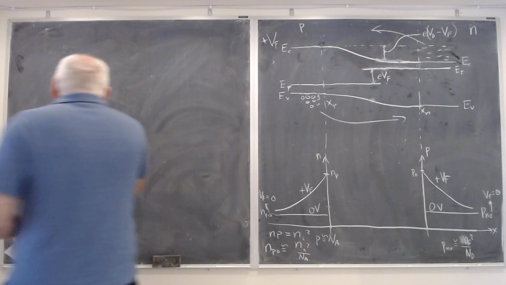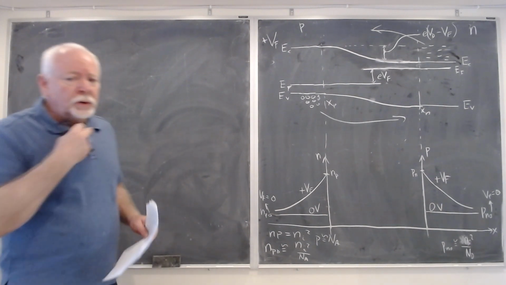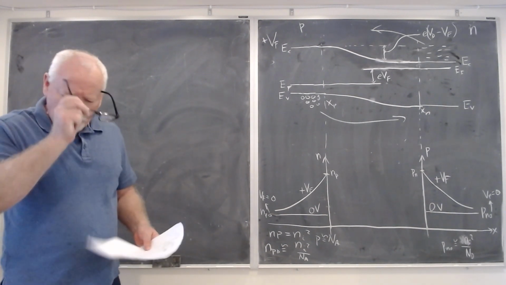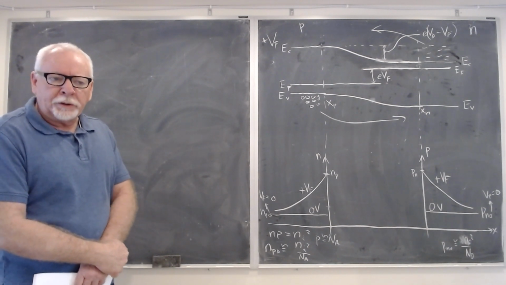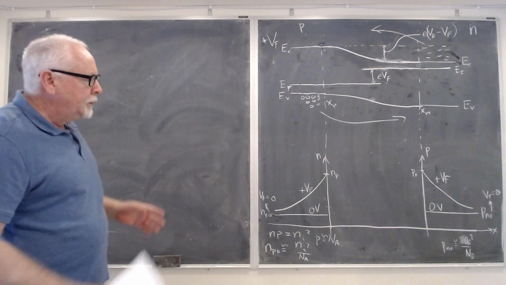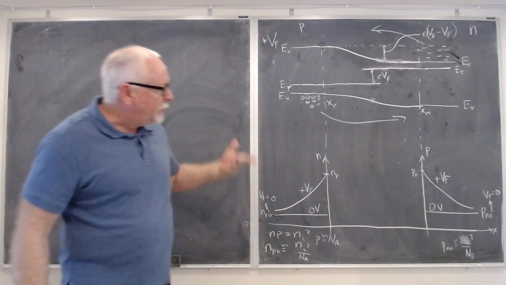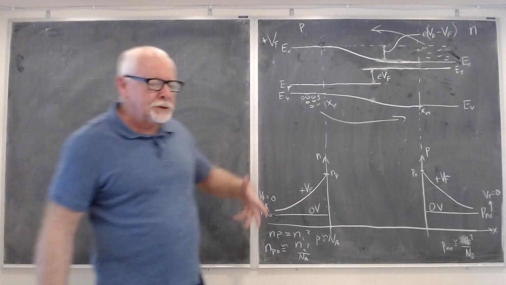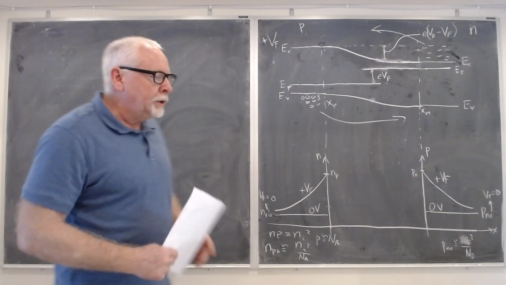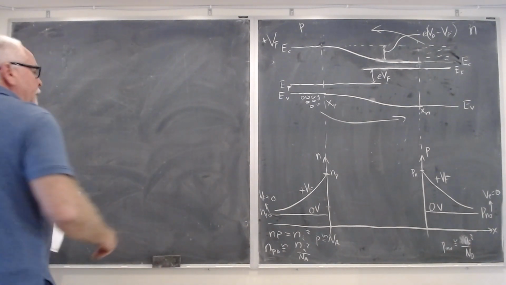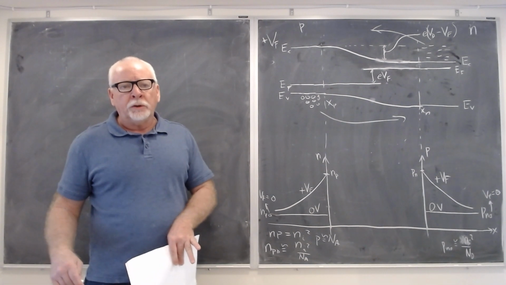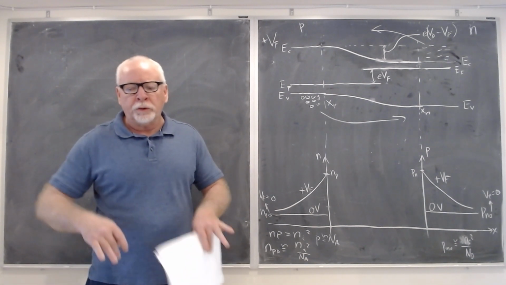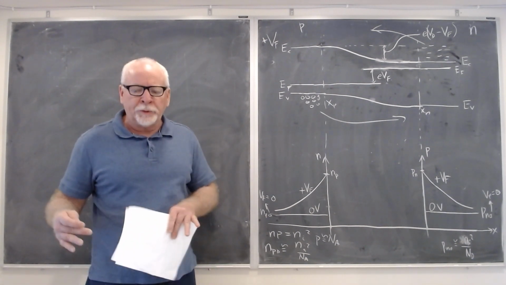Now, this is called diffusion current analysis of a diode, because what's going on now is that there is what's called diffusion current. And diffusion current, now we have to sort of take an aside, back off, and talk about diffusion current.